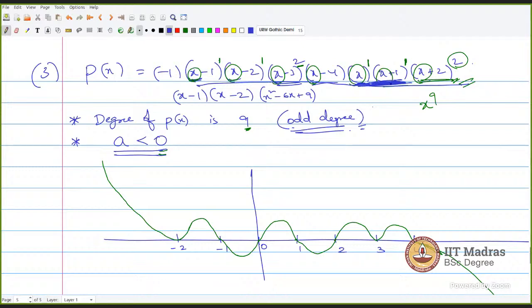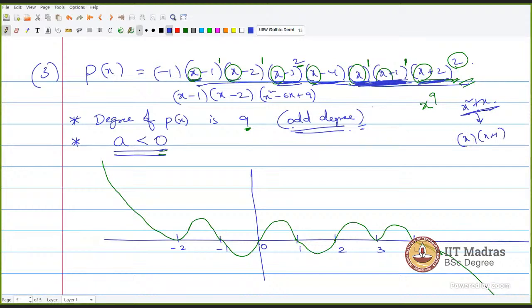These are the factors of this polynomial: x plus 1, x plus 2 whole square, x minus 4, x minus 3 whole square. These are the factors of p of x. x square plus x, I can split it into two factors again, x into x plus 1 kind of thing.